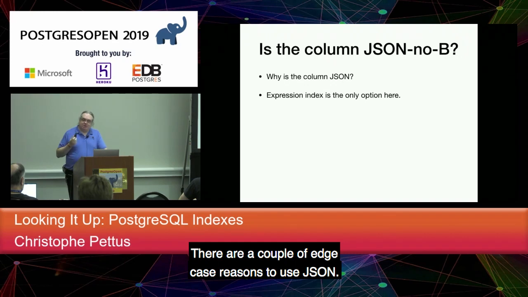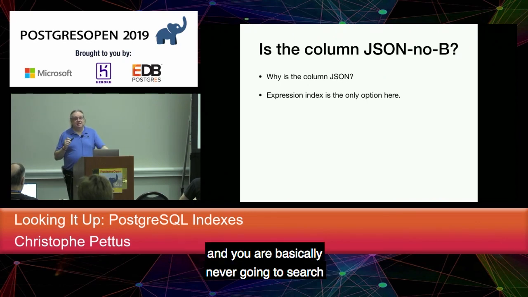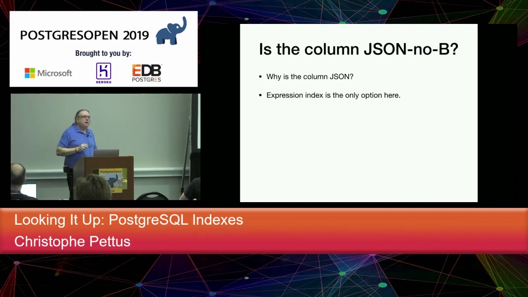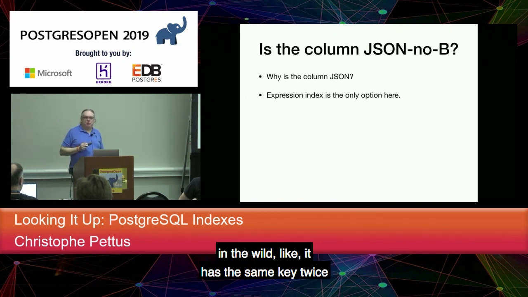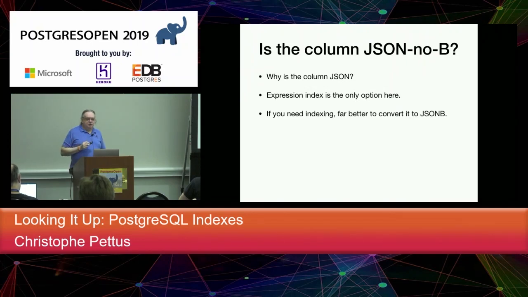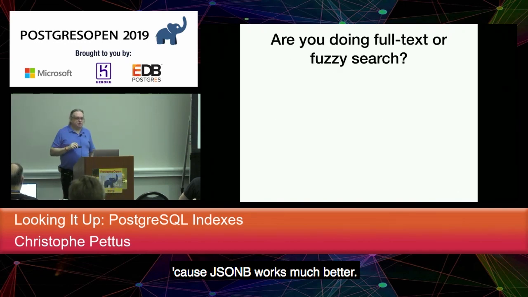There are a couple of edge case reasons to use JSON, I'll just mention them. One is if it's insert only. You're just logging raw values and you are basically never going to search, or rarely going to search. JSON is a little faster to insert than JSONB because it doesn't have to parse it and do all the encoding for it. And the other is if there is broken JSON out there in the wild, like it has the same key twice at the same level of the object. JSONB doesn't handle this, but JSON does. But if you need real powerful indexing, far better to convert it to JSONB, because JSONB works much better.